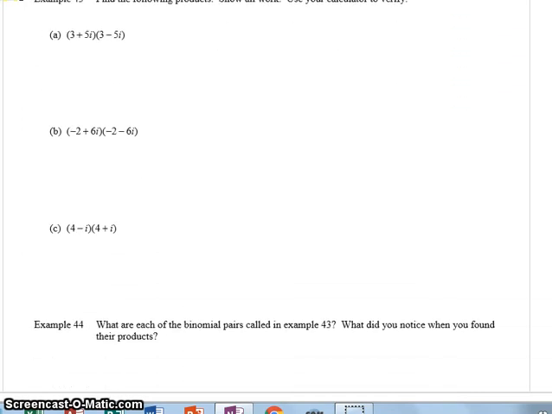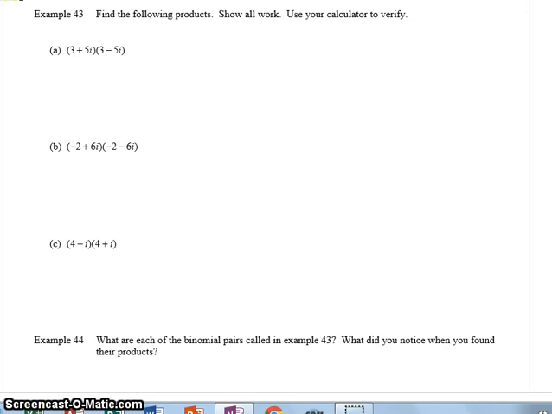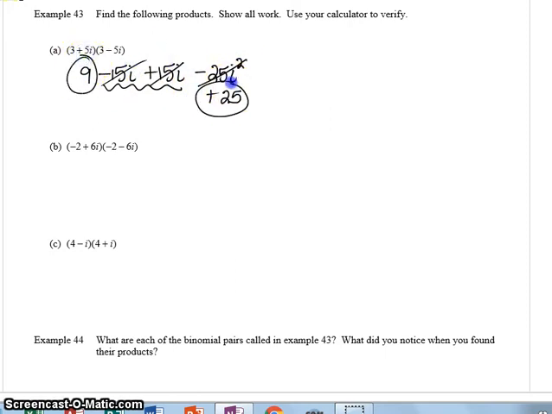Example 43. Find the following product, show all your work, use your calculator to verify. So we're just doing FOIL again. So I'm going to get 9 minus 15i. And then my inners are going to be plus 15i. And my last is going to be minus 25i squared. This whole thing changes to a plus 25. These in the middle, look what happened. They cancel. So I'm just left with 9 plus 25, and that's going to be 34.